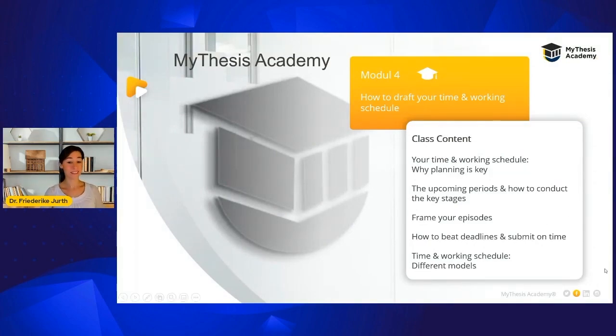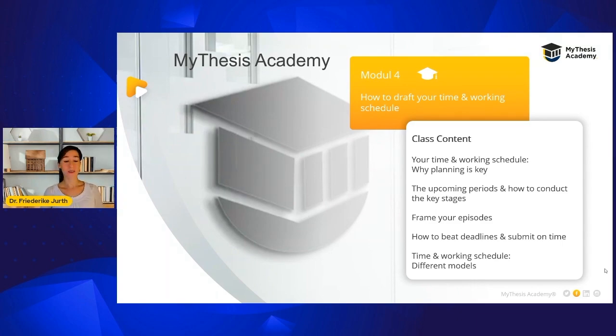As you can see, first we will start with a little introduction on why a good and smart planning and organization of your time for the thesis is one of the key issues. Then we will drift to the upcoming episodes and periods that you have to craft. And we will also have a look at the time that you may spend if you write a bachelor thesis, master thesis, or even a Ph.D. thesis.